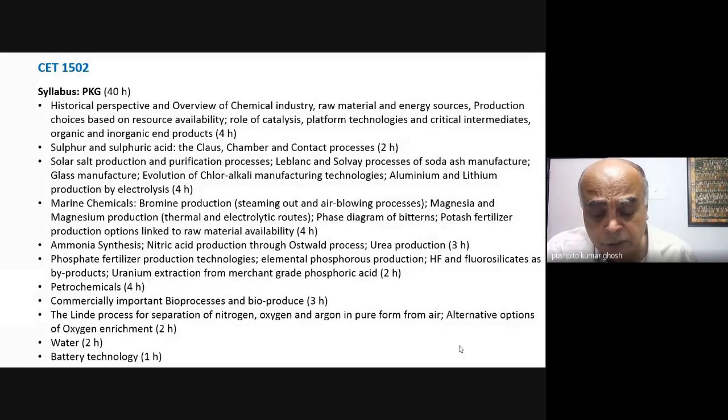But potash you can get from the sea. So it's vitally important that we strengthen these areas, and therefore I will be covering those. We, of course, are very familiar with the ammonia synthesis, as you all know, the Haber process.